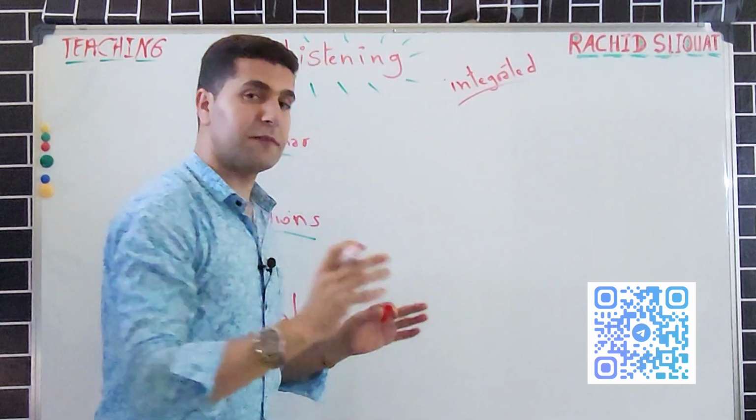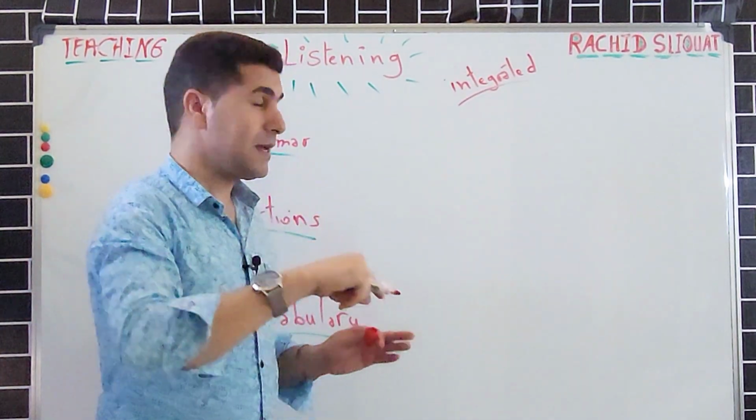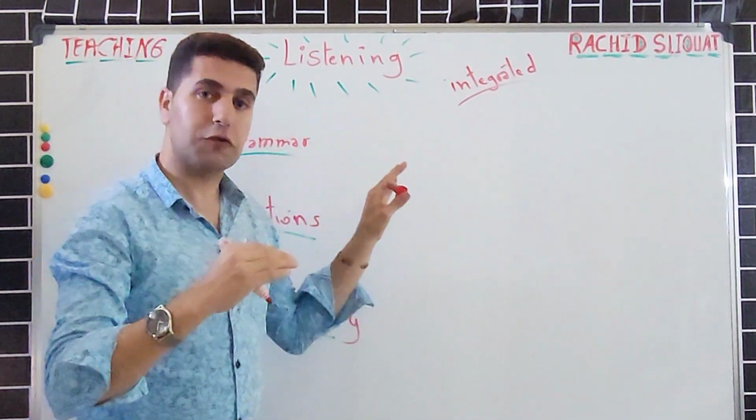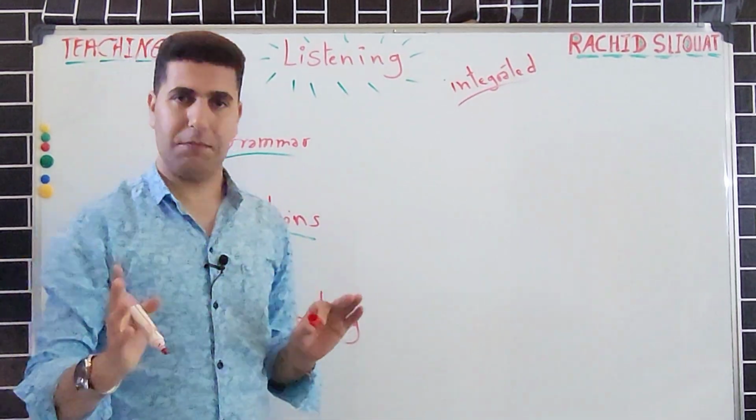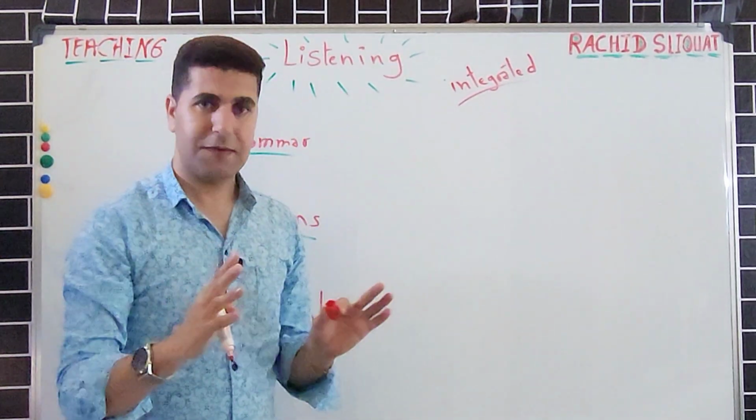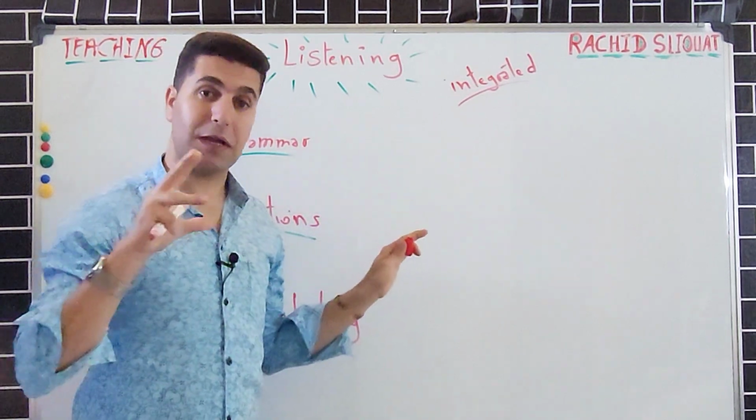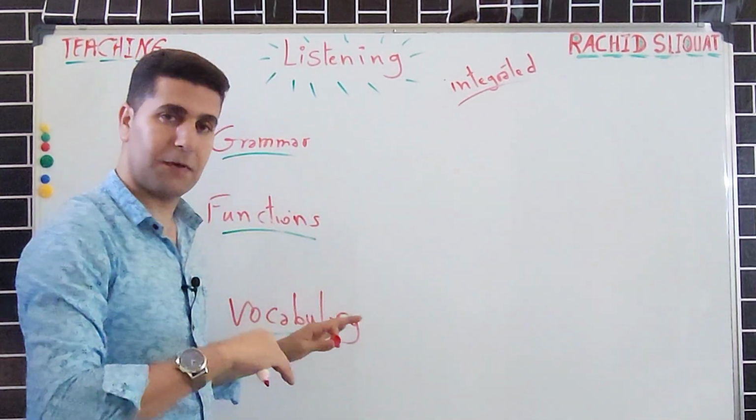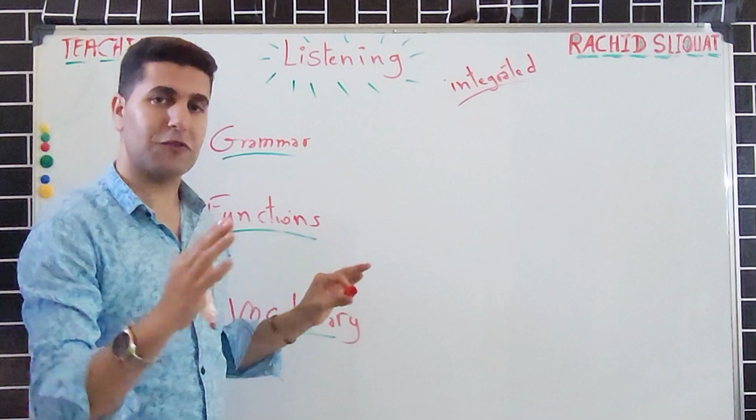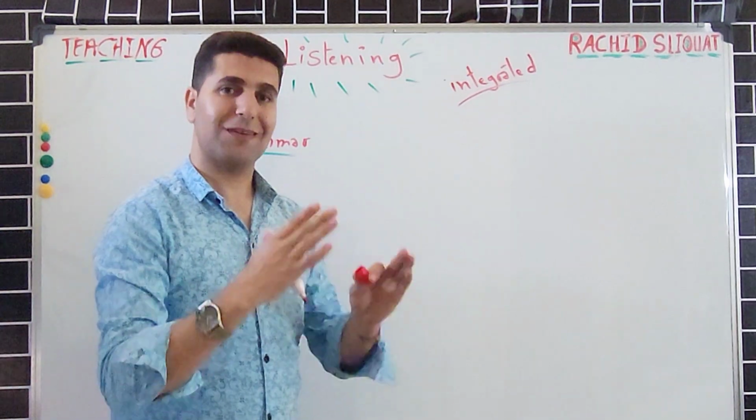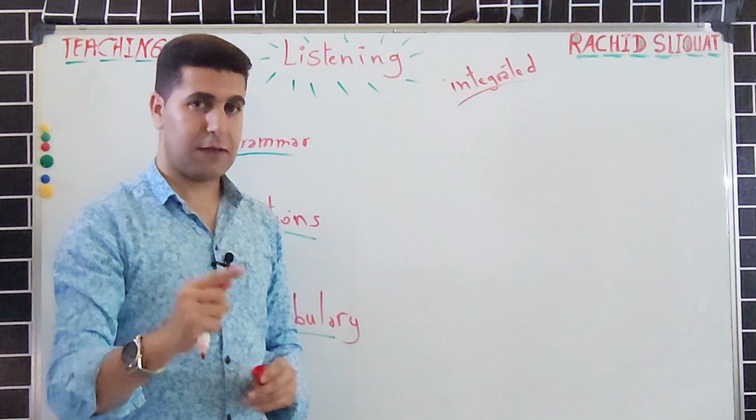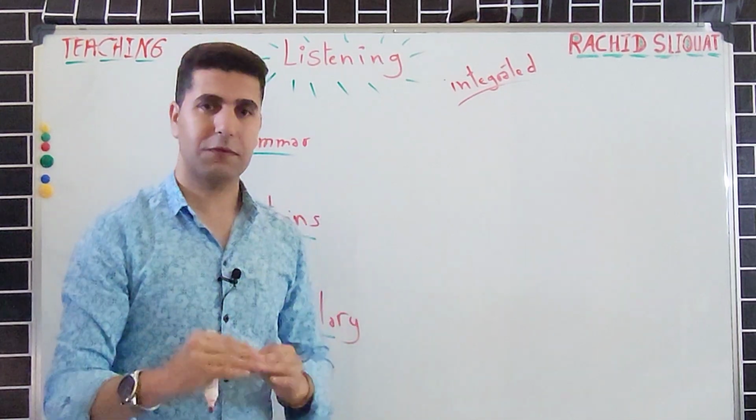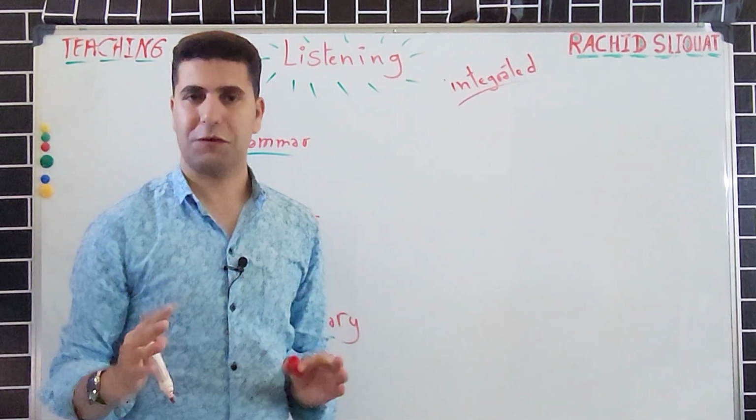And when I say integrated skill, I mean integrating the listening skills into other lessons like grammar, functions, and vocabulary. So the idea here is that listening skills can be integrated while teaching other components of language, or it can be taught as an independent, separate lesson, with its objectives, with its phases and stages, and so on and so forth.